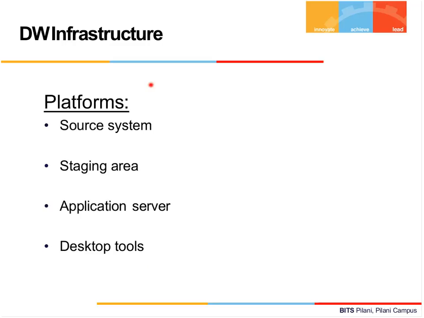Okay, so what are the platforms you'll have in infrastructure? You have source systems. We talked about the staging area, which is the entry point to your data warehouse, the app server, application server, desktop tools. So what is an application server? Sometimes when you design your infrastructure, you have an ETL server, you have an application server, which will be running all the user interactions and everything, and you might have a database server, which is mainly used for database activities.